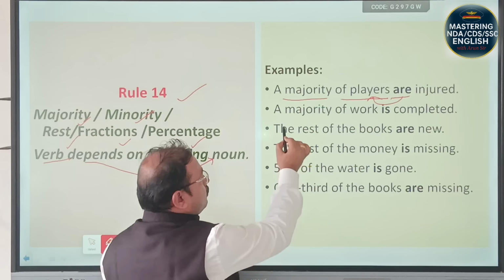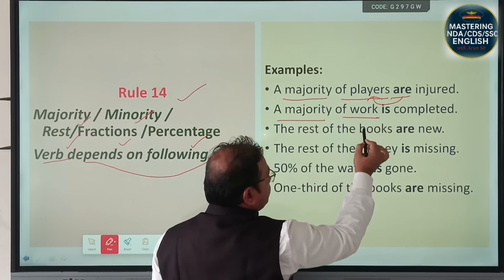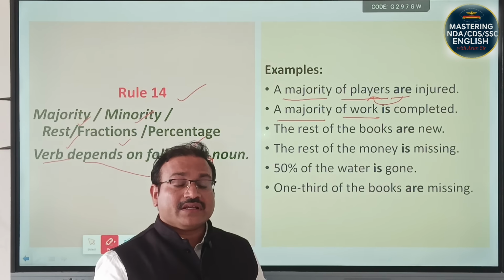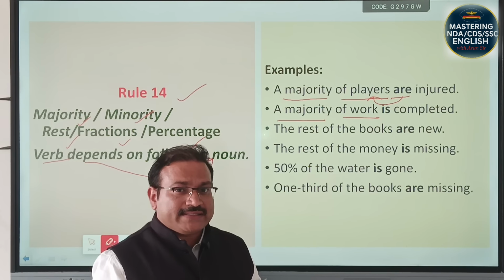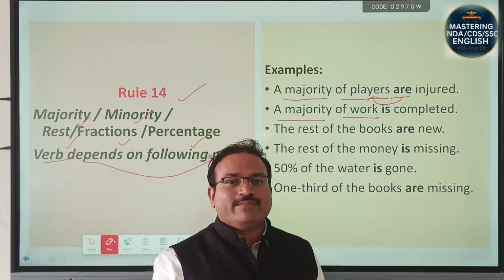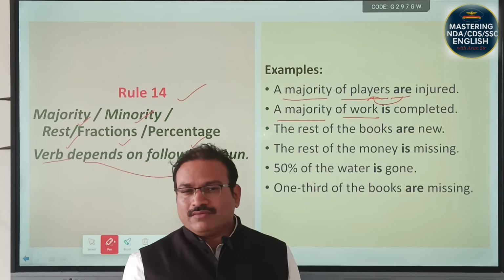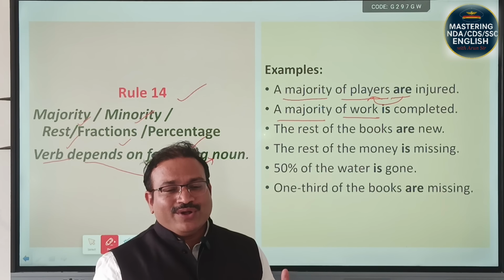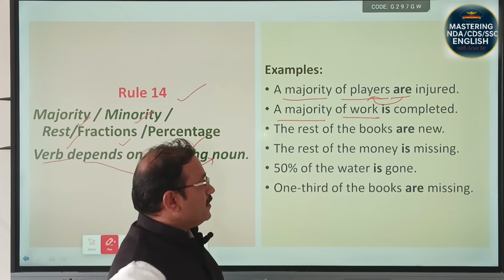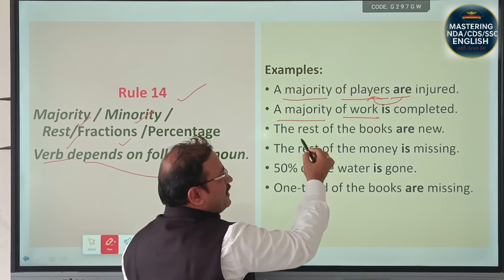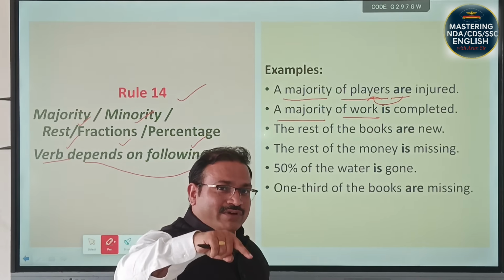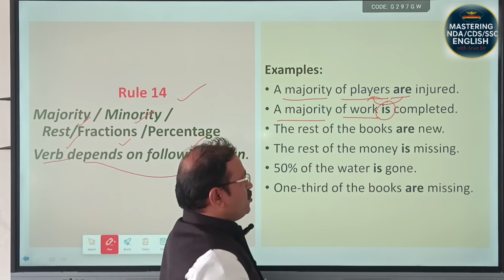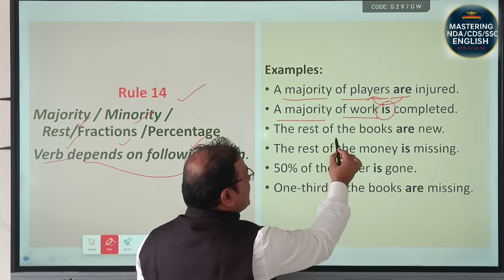A majority of work. Now is work plural or singular? Countable or uncountable? We have already discussed that all uncountable nouns are singular. So work is uncountable. You can't count work. So majority of an uncountable noun is what? Uncountable. Uncountable is singular. So that is why we'll use the singular verb is.